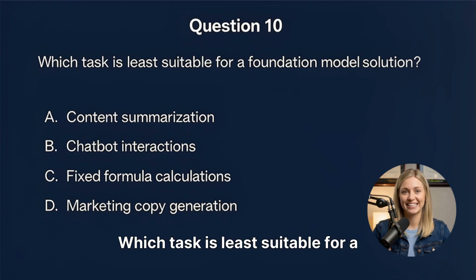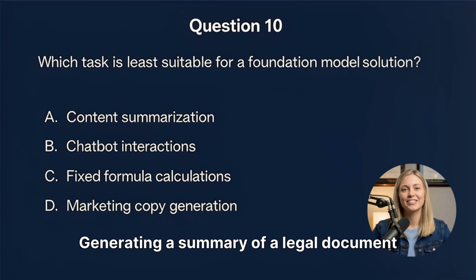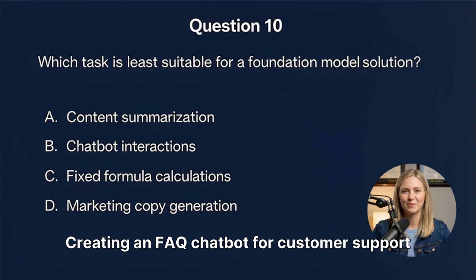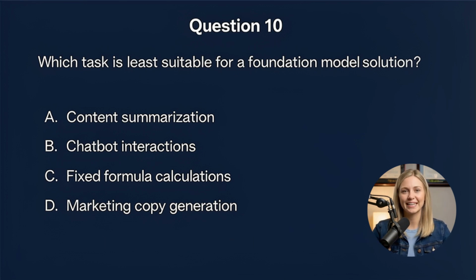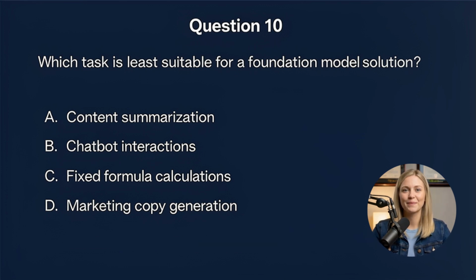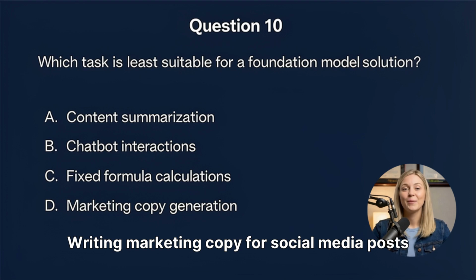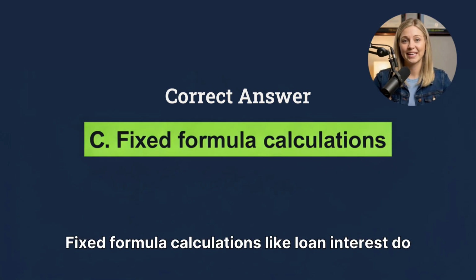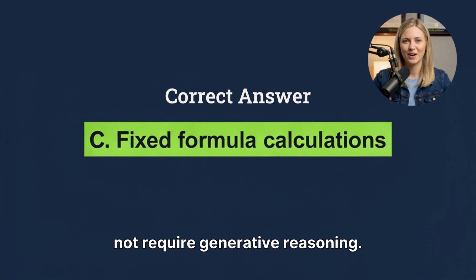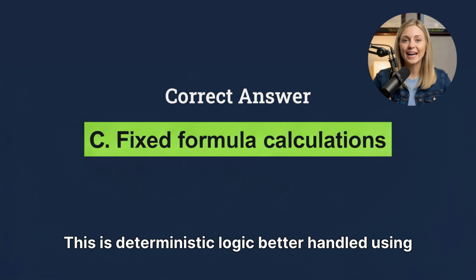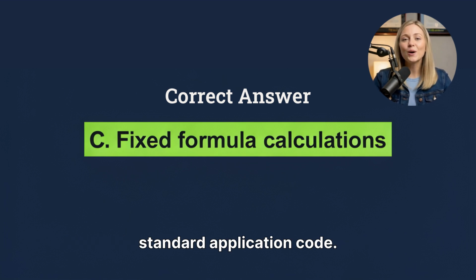Final question. Which task is least suitable for a foundation model solution? A. Generating a summary of a legal document. B. Creating an FAQ chatbot for customer support. C. Calculating monthly loan interest using a fixed formula. D. Writing marketing copy for social media posts. Correct answer, C. Fixed formula calculations like loan interest do not require generative reasoning. This is deterministic logic better handled using standard application code.